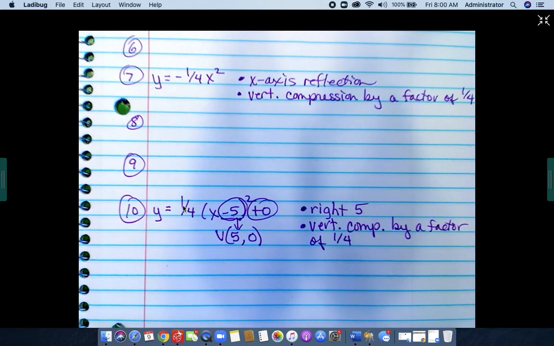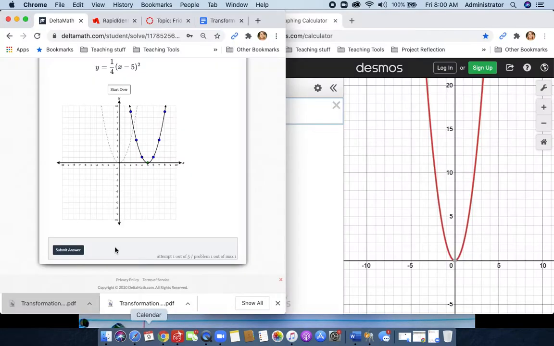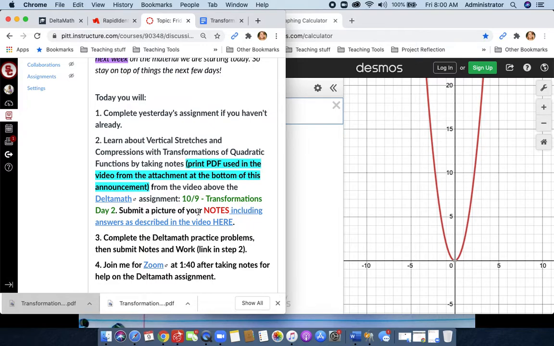So this is what I'd want you to also take a picture of with your notes. It needs to be combined. I don't care if you have to take 3 or 4 pictures. Submit all of them up to Canvas today through the announcements page. All right. So again, in announcements, we always have the link right here. Submit a picture of your notes, including answers as described in the video here. So you're just going to click there and submit.